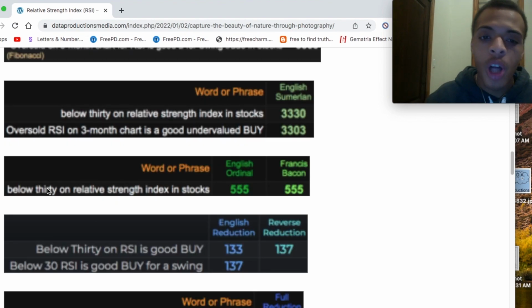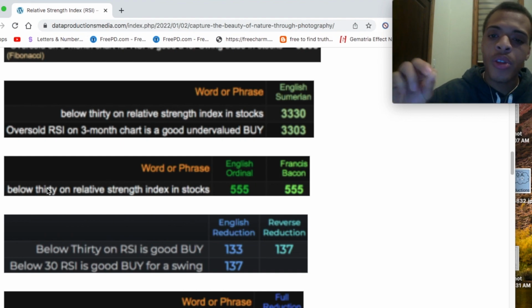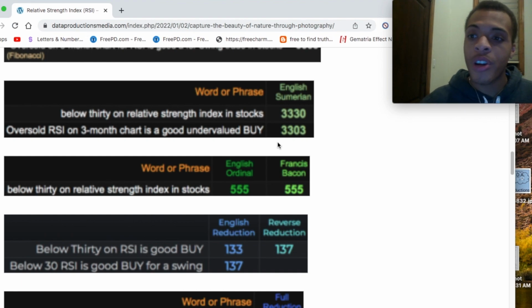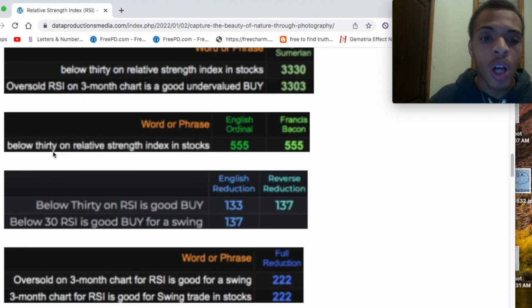Below 30 on relative strength index in stocks. 3,330 in English Sumerian. That's with below 30 spelled out. Oversold RSI on 3-month chart is a good undervalued buy. 3,303 in English Sumerian. So you have those 333s in there. You love to see it. Below 30 on relative strength index in stocks. Again, below 30 spelled out.